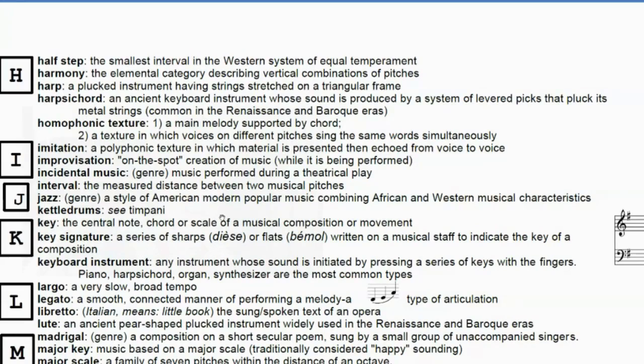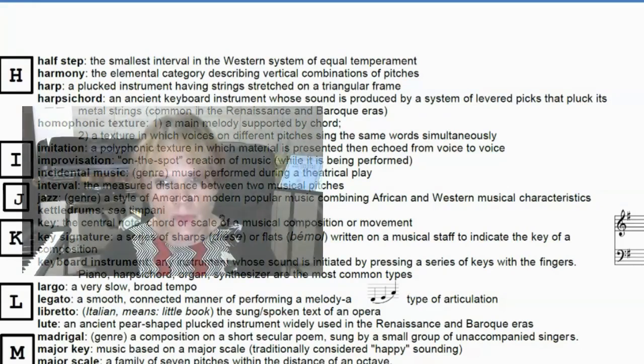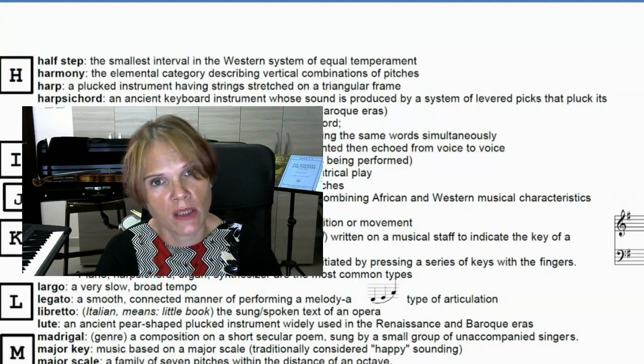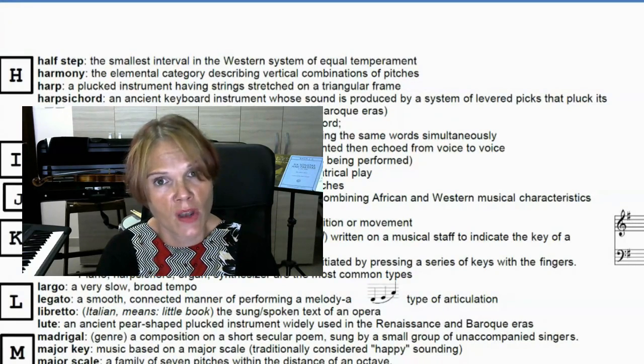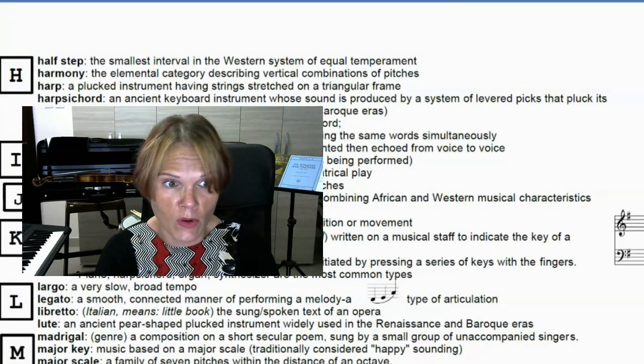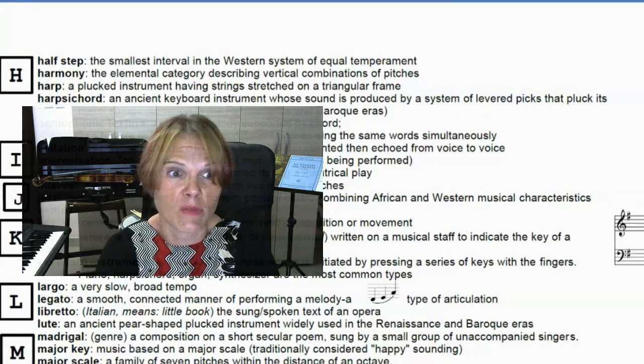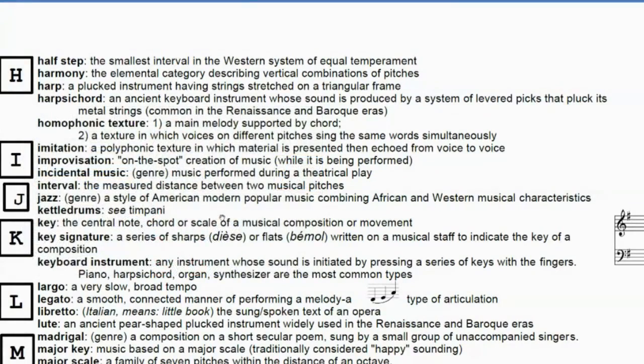Imitation, a polyphonic texture in which material is presented then echoed from voice to voice. We were talking a lot about the imitation during the Baroque period. Let's say Bach inventions like the two-part and the three-part inventions, or the fugue also is like an imitation. It's based on imitation. Improvisation is on-the-spot creation of music while it is being performed.